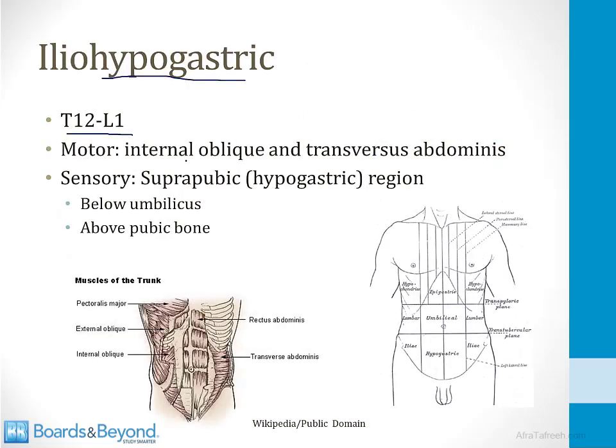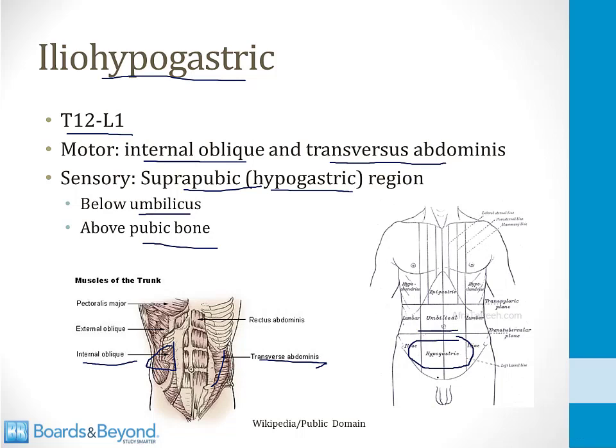This nerve is motor to two abdominal muscles, the internal oblique and the transverse abdominis muscles. They're shown in this picture at the bottom left side of the screen. This is the internal oblique here and the transverse abdominis muscle is here. In addition, the iliohypogastric is sensory to the suprapubic region of the abdomen, which is also called the hypogastric region. That's how this nerve gets its name. This region is below the umbilicus and above the pubic bone. If you look at the picture on the bottom right side of the screen here, this is the hypogastric region below the umbilicus and above the pubic bone. It's also called the suprapubic region.